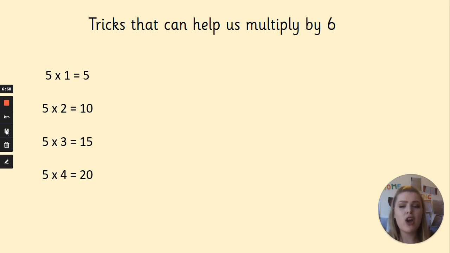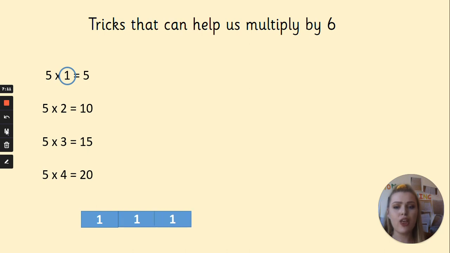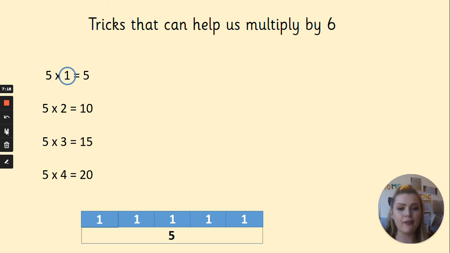Well, you can use your 5 times tables to help you. So, look at that first sum that I have. 5 times 1 equals 5. I'm doing 5 lots of that 1. So there's my 1, and I've got 5 lots of it. 1, 2, 3, 4, 5. 5 lots of 1. And that's giving me the answer 5.